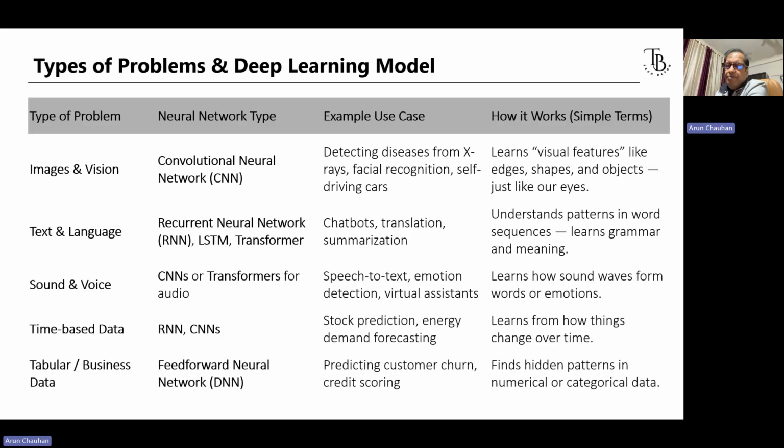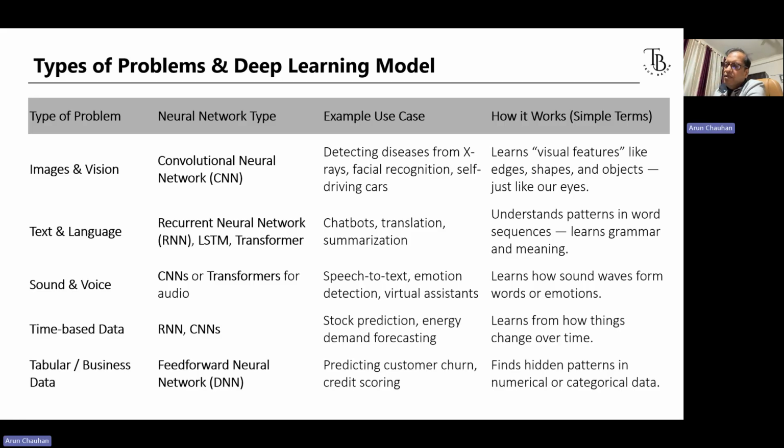When you're dealing with tabular or business data, you can apply machine learning algorithms, but we have seen that when the data increases, machine learning algorithms do not improve beyond a point, right? But your use case is such that you want these algorithms to improve, or the forecast to improve. You are expecting a higher performance, right? That's where again you can apply deep learning models, and feed forward neural network is a choice for that.